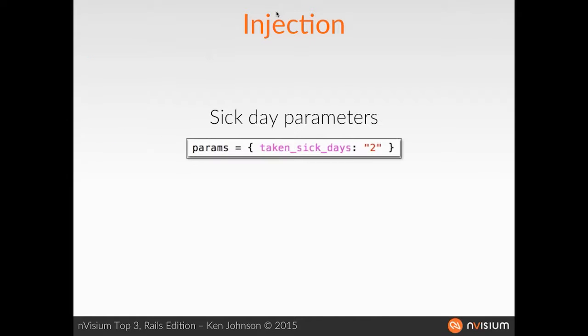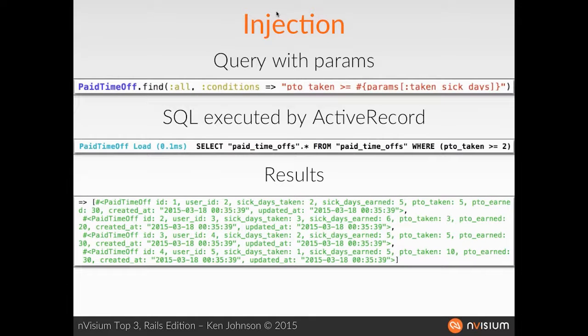So we're going to go through, again, code, attack, and defense. We're going to start with these normal parameters. There's a parameter key of taken sick days and a value of the number 2. Basically what we do here is we call PaidTimeOff.find, pass in all, so we want all records from paid time off that have a match to our condition. And our condition is if PTO taken is greater than or equal to, not less than, greater than or equal to the parameter you supplied us, which would be the number 2, we'll return those records to you. You can see the raw SQL statement underneath, select anything from paid time off where PTO taken is greater than or equal to 2, and we've got our Ruby objects, or database records, returned to us.